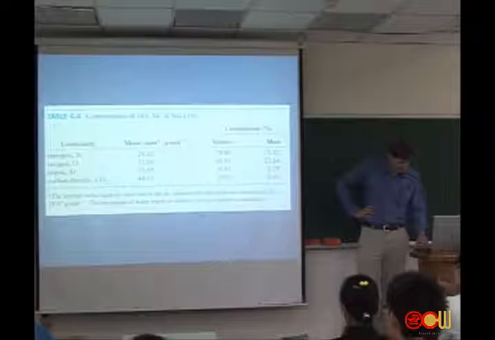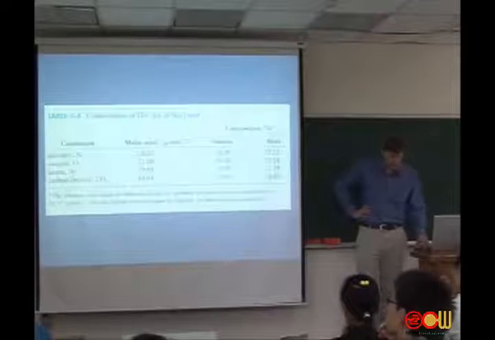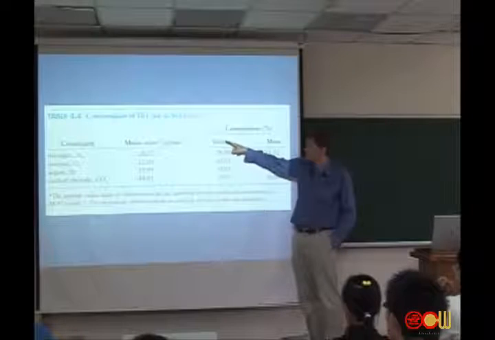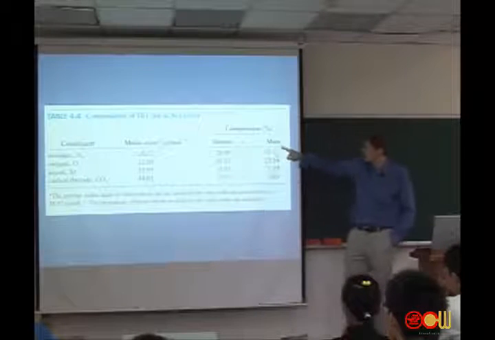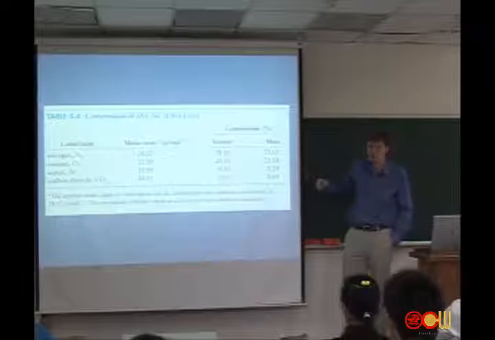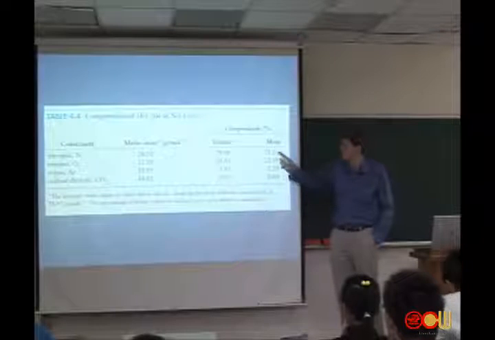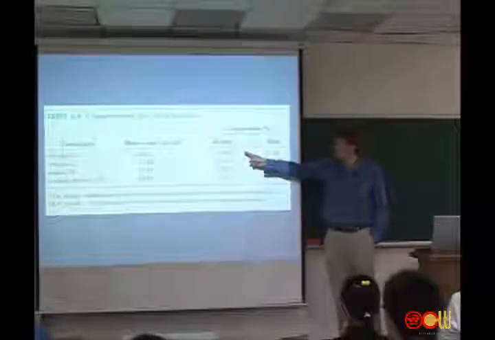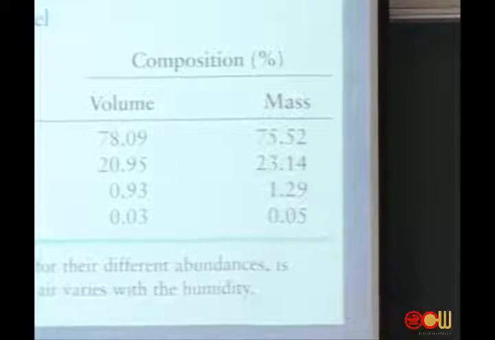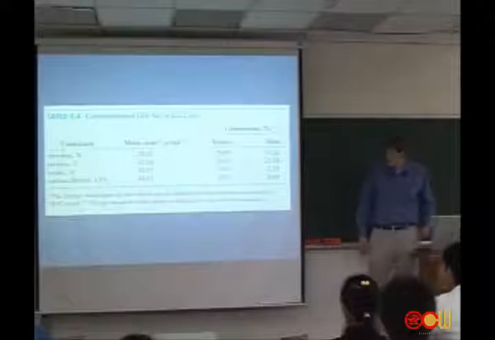Let's go further. With this one, be careful. Sometimes people are saying what is the volume composition, but sometimes they are referring to the mass composition. If the masses of nitrogen and oxygen were the same, there would be no difference, but they are different. So you see that 75 versus 78, 21 versus 23. Just be careful about this difference.